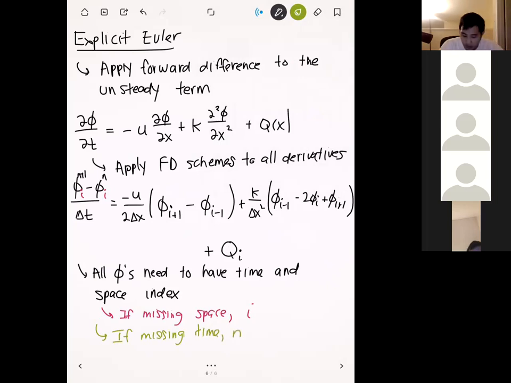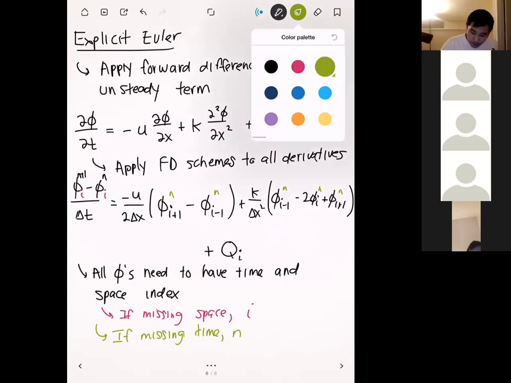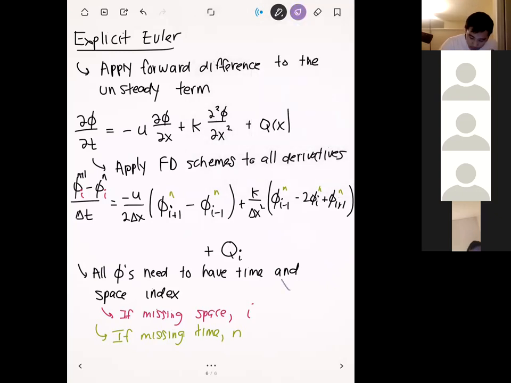Okay. And so that applies to everything on the right-hand side. And so all of these are going to be n right here. Okay. All right. And so now we've labeled the time and space indexes for all the terms here. And so what we need to do is work on this equation algebraically in order to solve for phi i n plus 1. Okay. And so that's going to be our end goal.